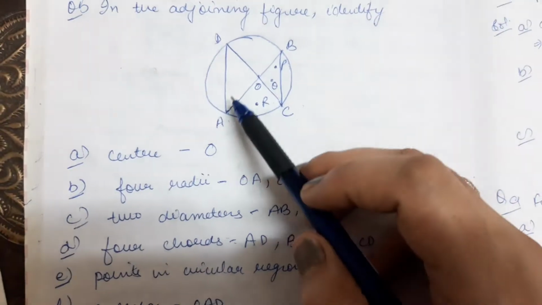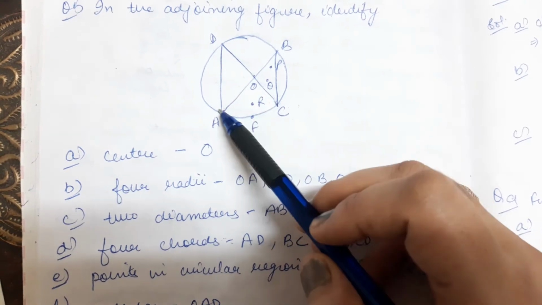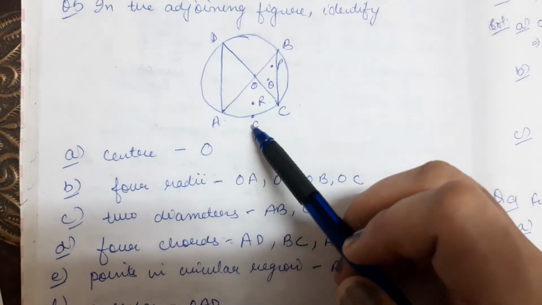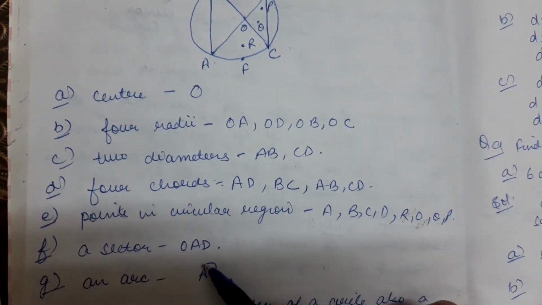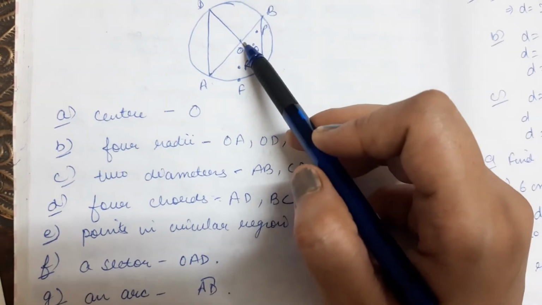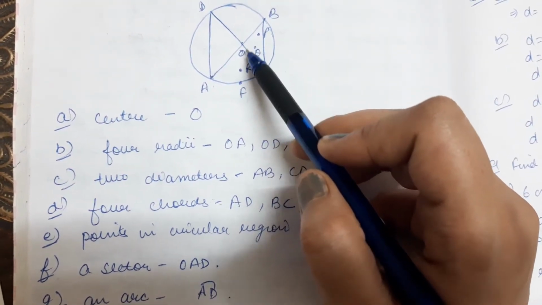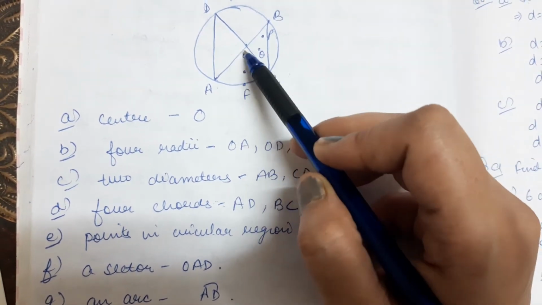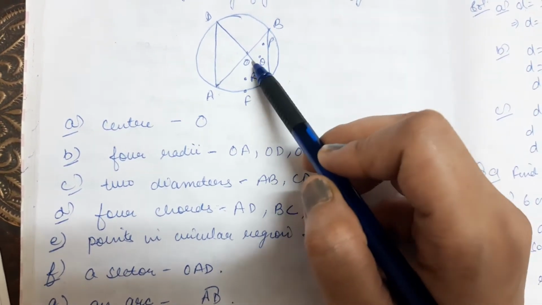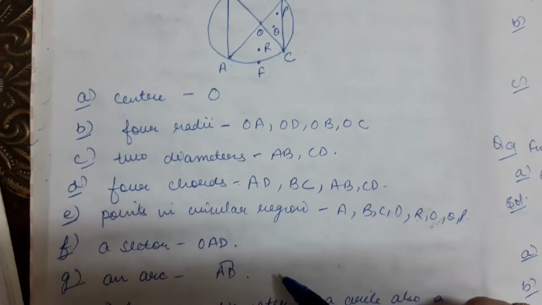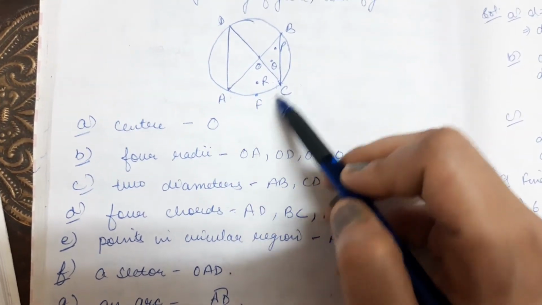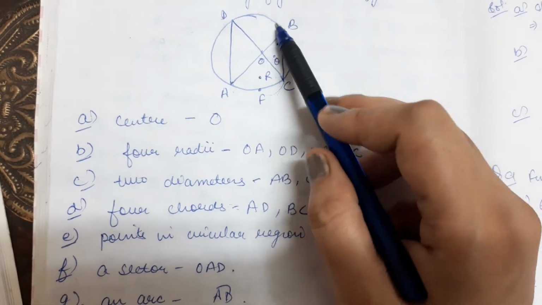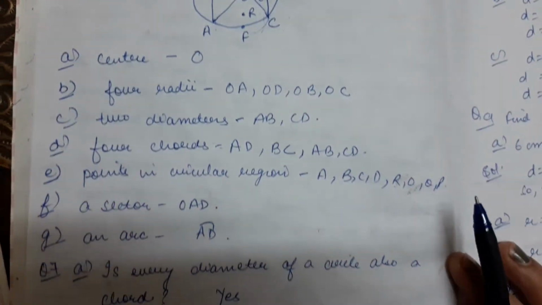Points in the circular region. Now in the circular region we have A, D, B, C, F, O, R, Q and P. These are the points. Next is a sector. Sector means the region with the two radii and an arc. So AOC, or you can say ODA, OBC, anyone you can write here. Next is an arc. Clearly AD is an arc, AC is an arc, BC is an arc, BD is an arc. So anyone you can write here.